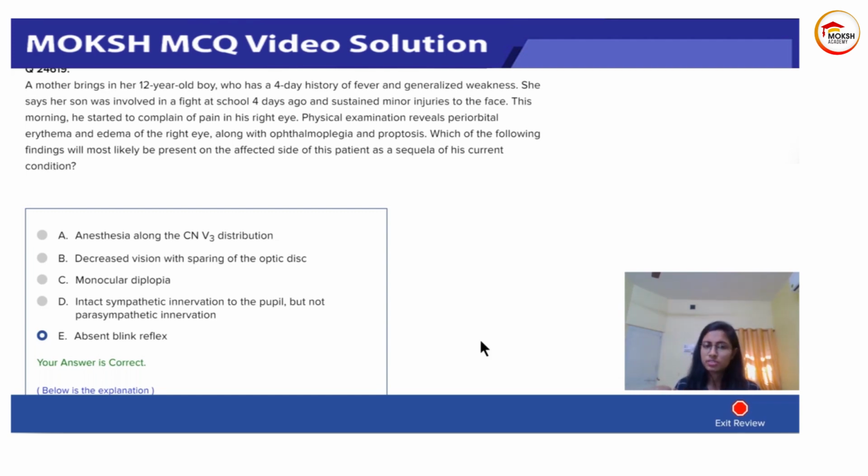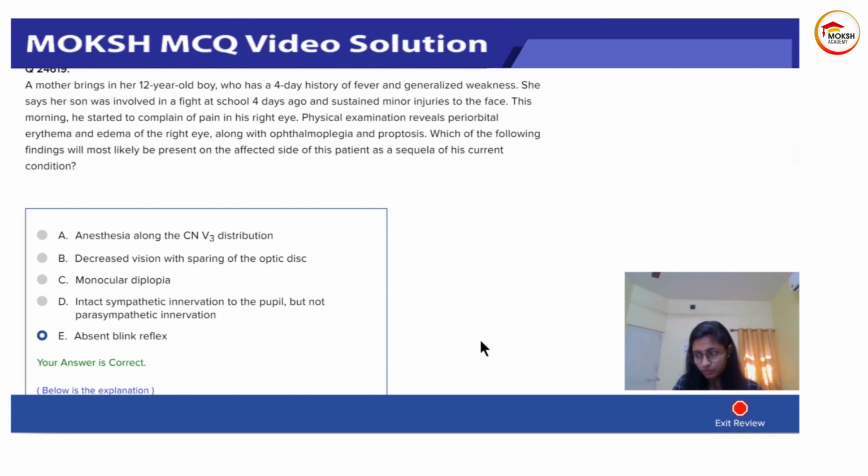mentioned, V3 is not part of it. Okay, so it's not going to be involved. There's not going to be any anesthesia along V3. It's going to be totally fine. All right. There's decreased vision with sparing of the optic disc. There is decreased vision, right? As I mentioned, vision will be involved, but it's not going to spare the optic disc. It's going to be involved because the patient is already having swelling and bleeding behind the eye, right? The patient is having proptosis. It's going to be with the edema of the optic disc, not sparing. It's not going to spare it.